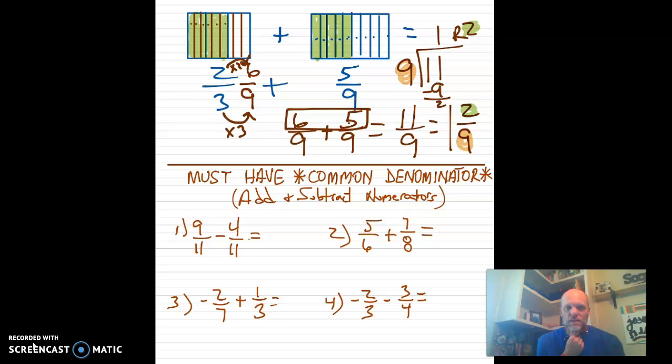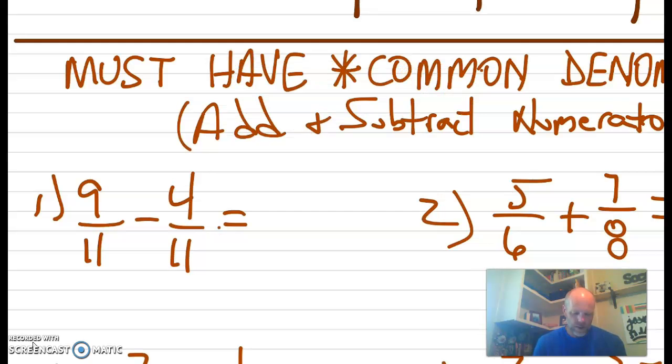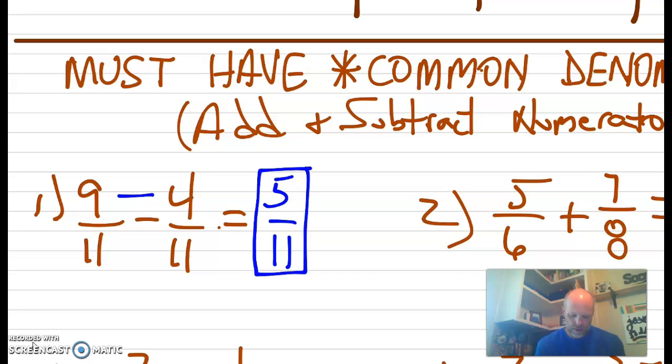Alright, so pause it if you haven't already. Alright, so number one. We have a denominator that is already the same, so that's great. That helps us out a lot. So the denominator in our answer is going to be 11. And now we just have to subtract 9 minus 4. It's 5 over 11. Easy, easy, easy right there. Okay?